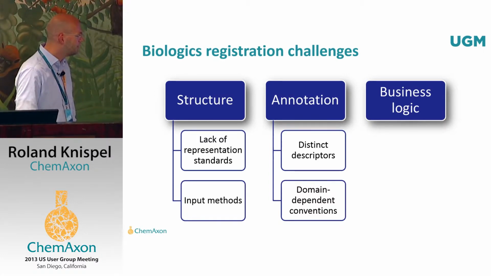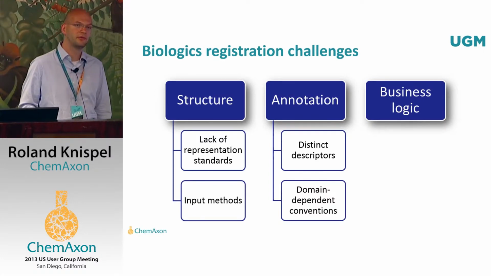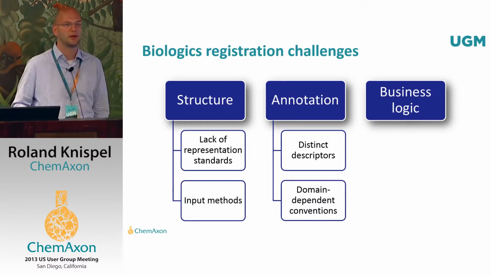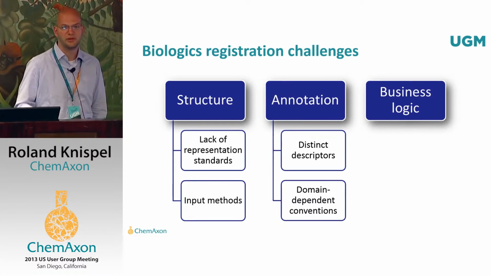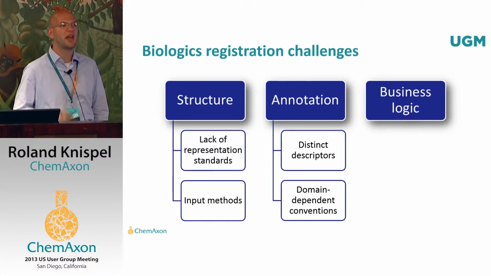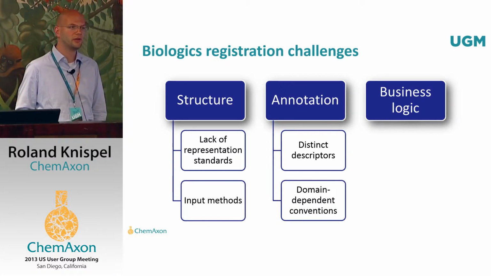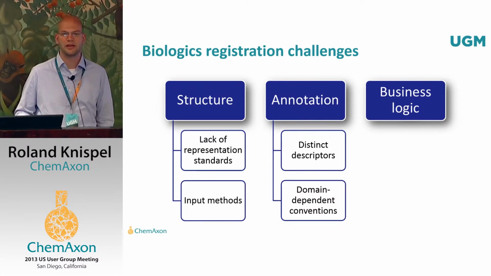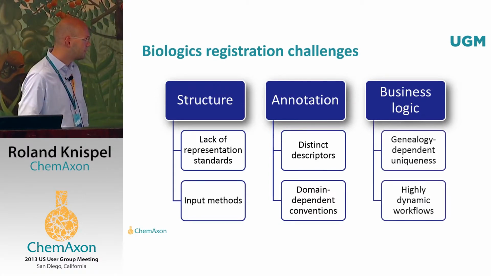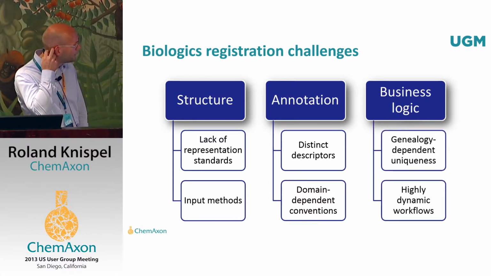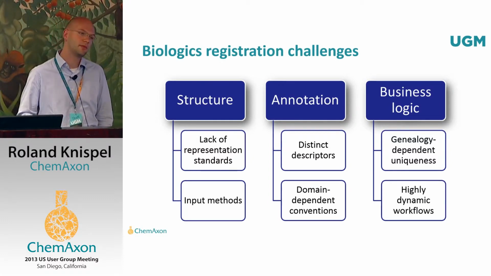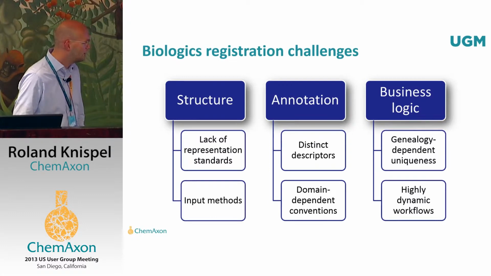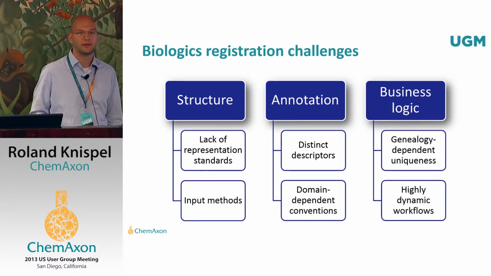And then the additional challenge is that depending on the domain you're working in, you may end up with different names for the same thing. So medicinal chemists may come up with a different vocabulary than your biologists. Still, they are talking about the same thing. You've got to handle this somehow. On the business logic side, the uniqueness of biologics often is dependent on the genealogy. I mentioned it a couple of times. And the second problem, though, is even worse, in fact.